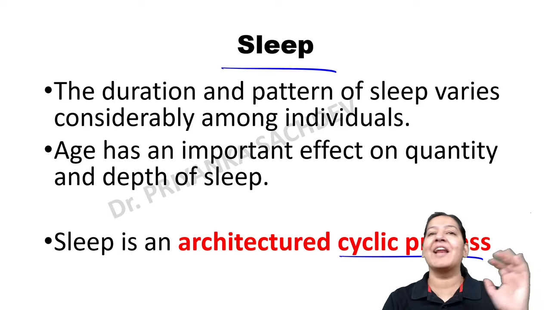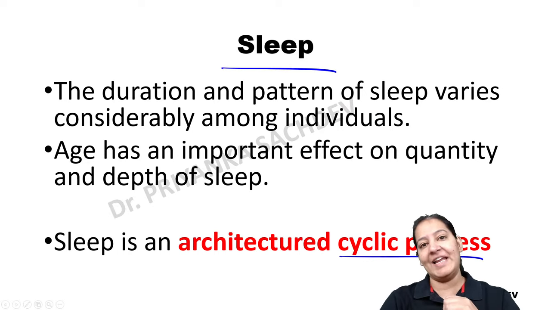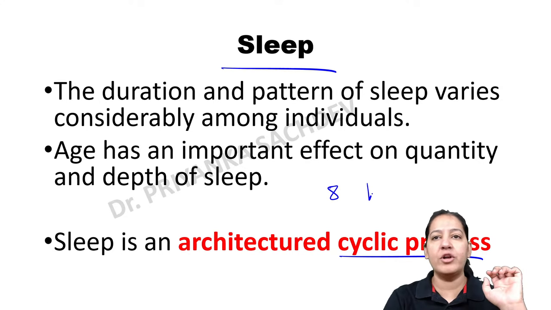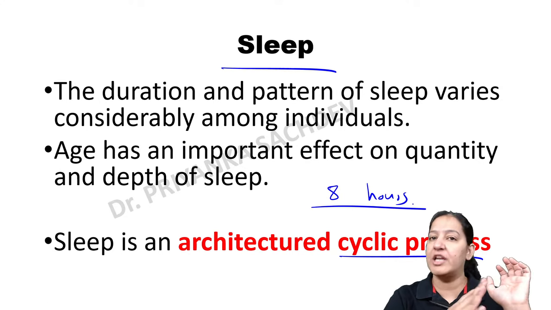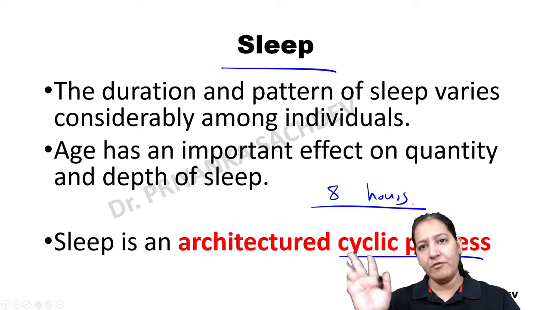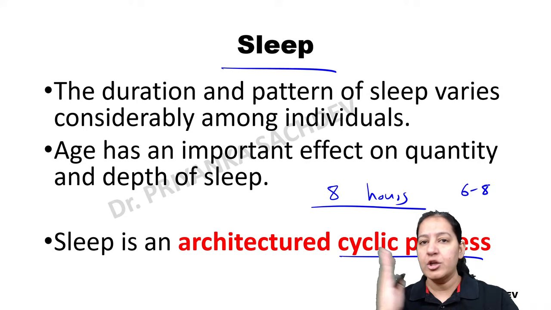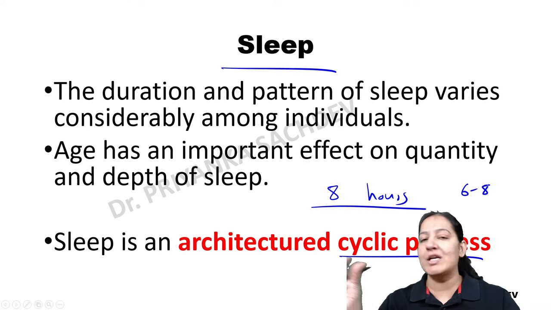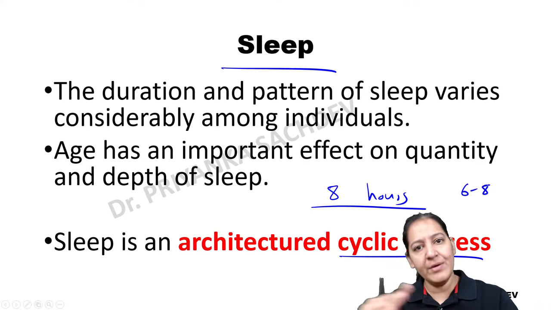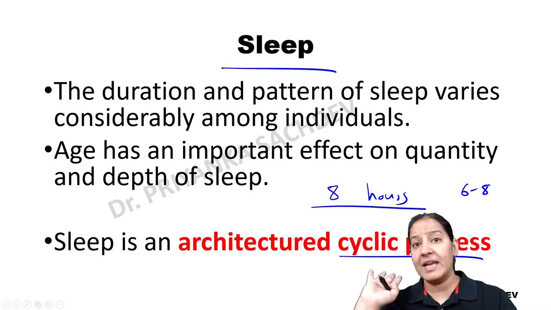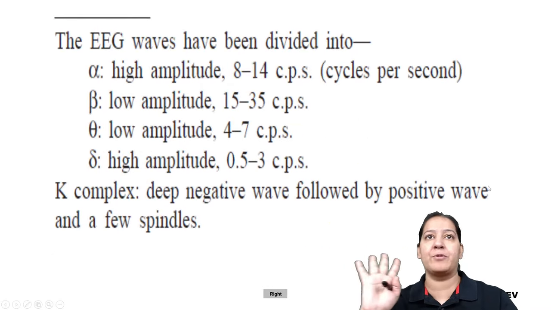So sleep is a cyclic process. Do you know that? We all sleep daily, at least for 8 hours. The minimum good quality sleep is 6 to 8 hours of continuous sleep. My mother always says to sleep continuously for 6 to 8 hours. Don't sleep in installments, 2 hours, 1 hour. Don't do that. Take a continuous relaxing sleep for 8 hours in the night time. So that is a cyclic process, right?